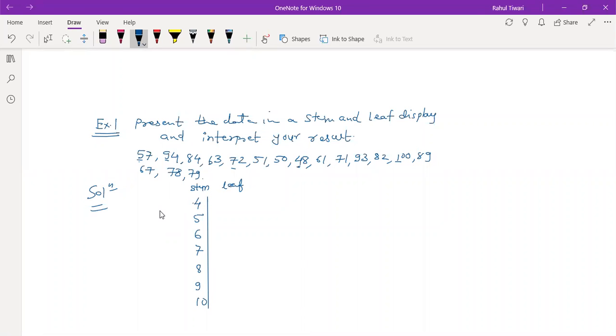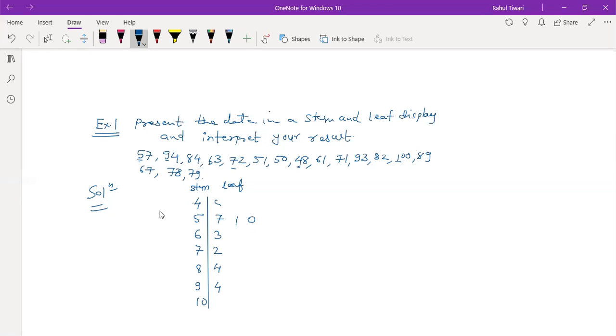First is 57. So in 5 we have 7. Next is 94. So 9 is there, 4 is there. 84, 4 is there, in the 8 series. 63, write down 3 here. 72, write down 2 here. 51, so 5, and you can see 7 is already written, write down 1 here. 50, write down 0 here. 48, write down 8 here.